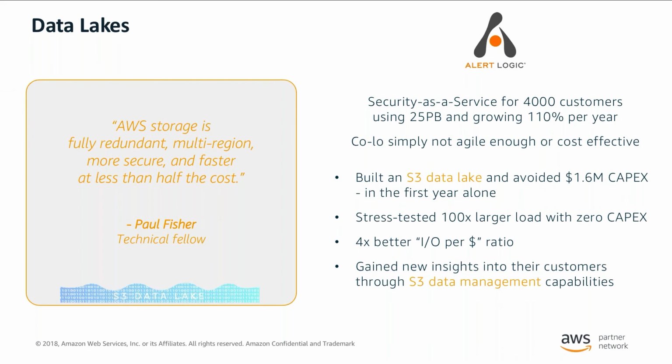It also enabled them to avoid a $1.6 million CapEx expenditure in the first year, and they are now able to game day test at 100 times their expected load. This was impossible in their previous co-location model, as they would have had to purchase all of that equipment. The net of this has increased their agility by repurposing all of their people into a pure DevOps model for development.